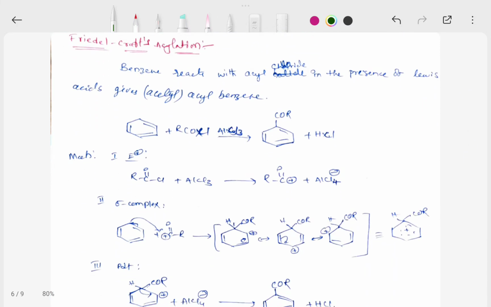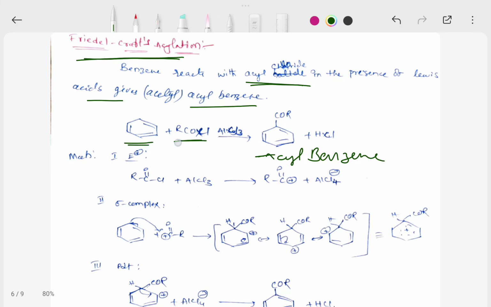The next one, Friedel-Crafts acylation reaction. Friedel-Crafts acylation reaction means benzene reacts with acyl chlorides in the presence of Lewis acids to give acyl benzenes or acetyl benzene. Benzene reacts with acid chlorides or acyl chloride, RCOCl, in the presence of Lewis acid AlCl3 to form acyl benzene.